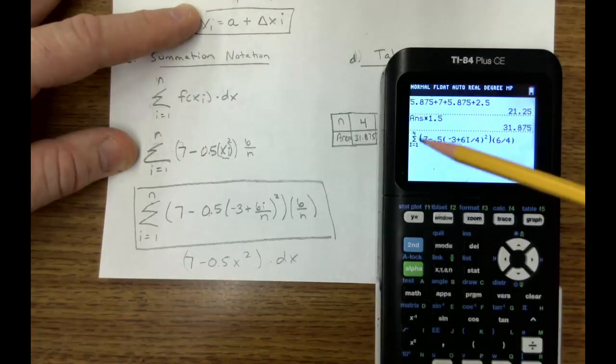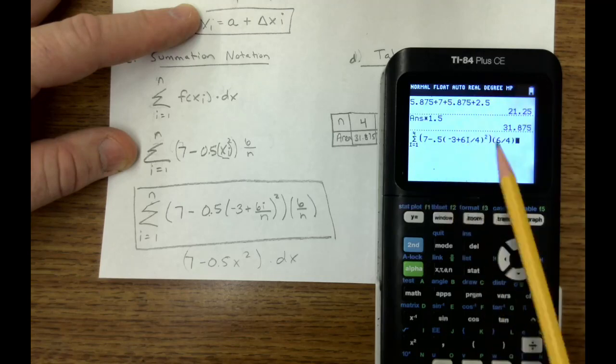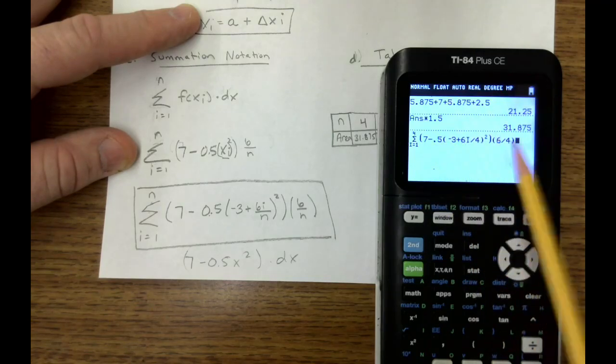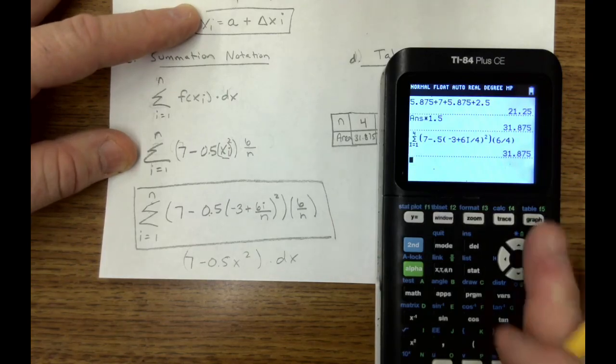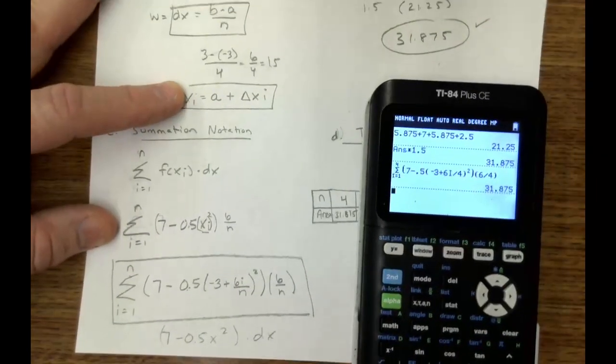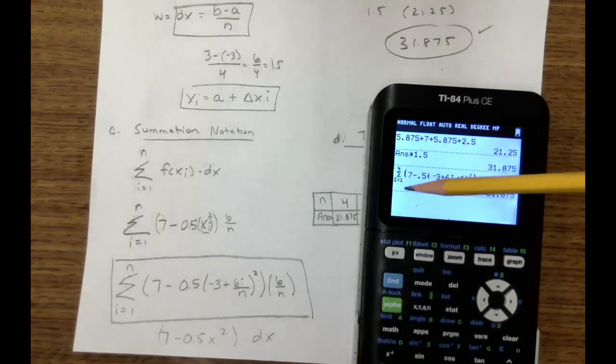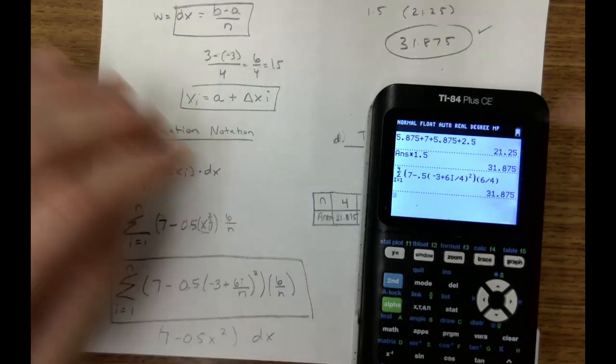And there's our formula. We're summing up 1 to 4 rectangles. There's my formula, 7 minus 0.5 x squared, times that dx. Press enter, and there's that number right there, 31.875. Your calculator is going to do all that work. That's a lot of work to do that problem right there. Thankfully, we have the calculator to do it.